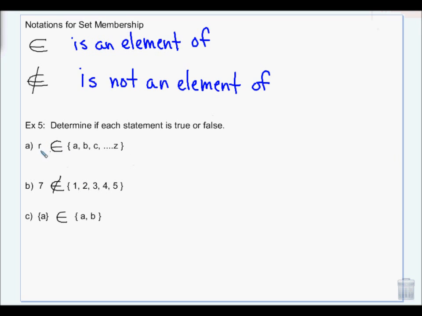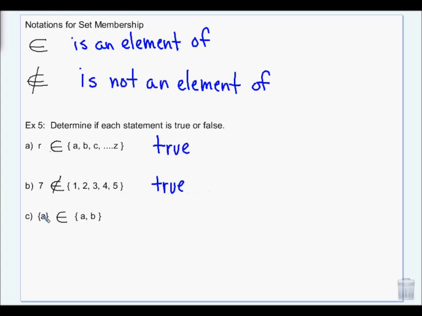All right, so R is an element of the alphabet. That's true. 7 is not an element of {1, 2, 3, 4, 5}. True, because there's no dot, it ends. If it went on forever, it would have been false.